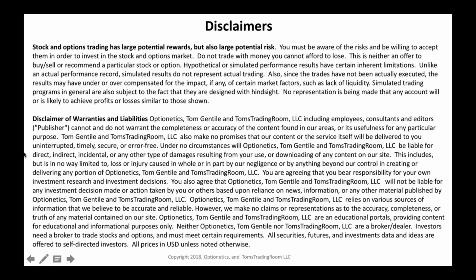Finally, the disclaimer that you see on the screen here. We make this available at every one of our Optionetics Tom's Trading Room events, and you can read this in its entirety on the recording. All you got to do is just hit pause.